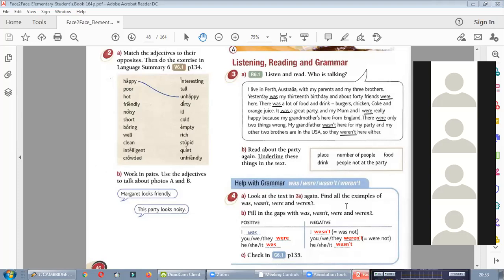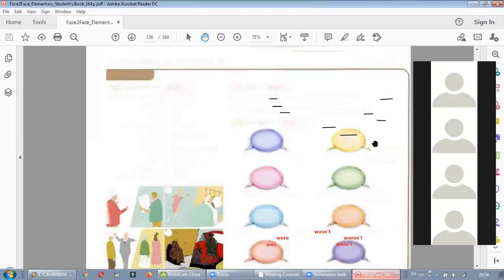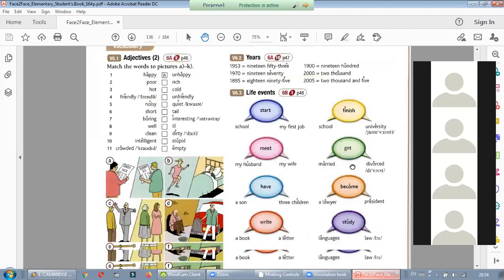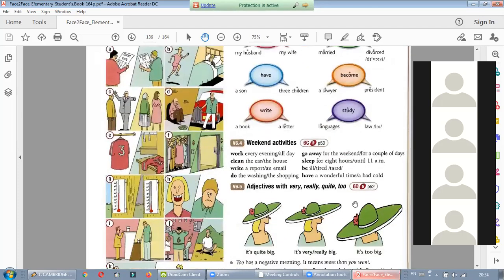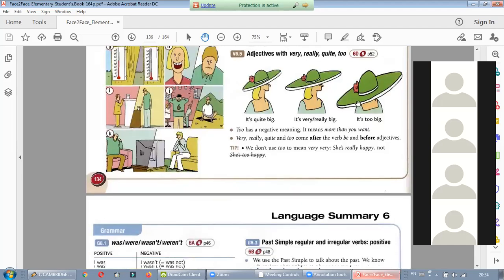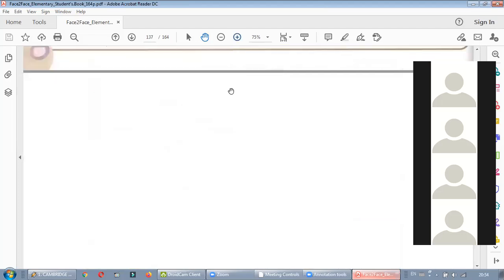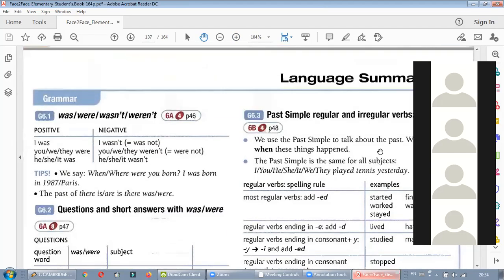Okay, let's check the summary. Let's see it, maybe there are tips or other information. Let's check it, and let's see, page 135 and 43 and 36. Let's go. Okay. Right, let's zoom in a little.